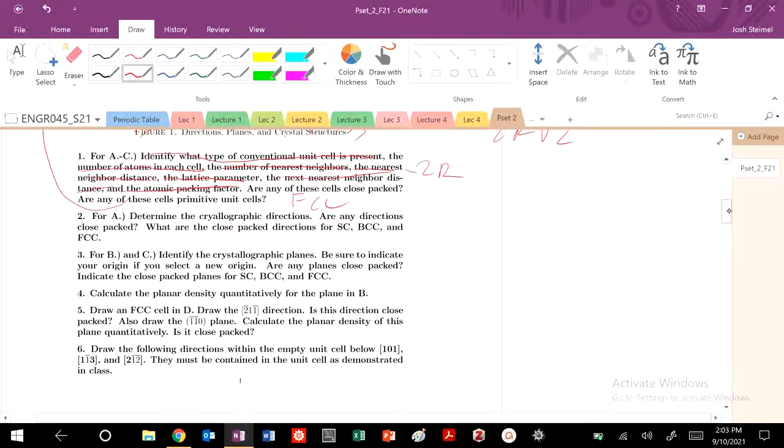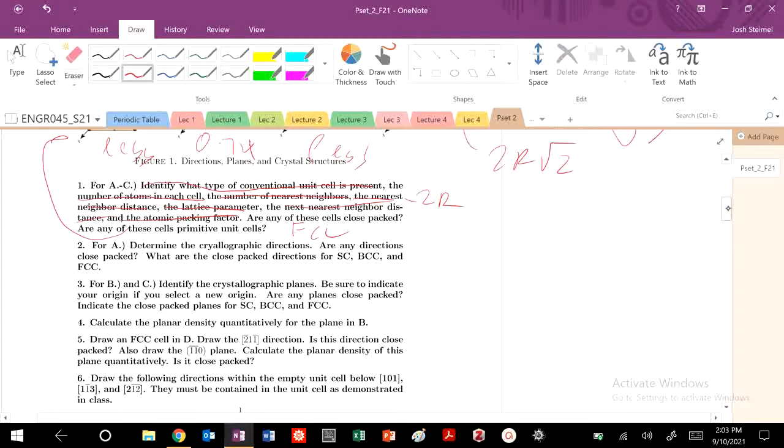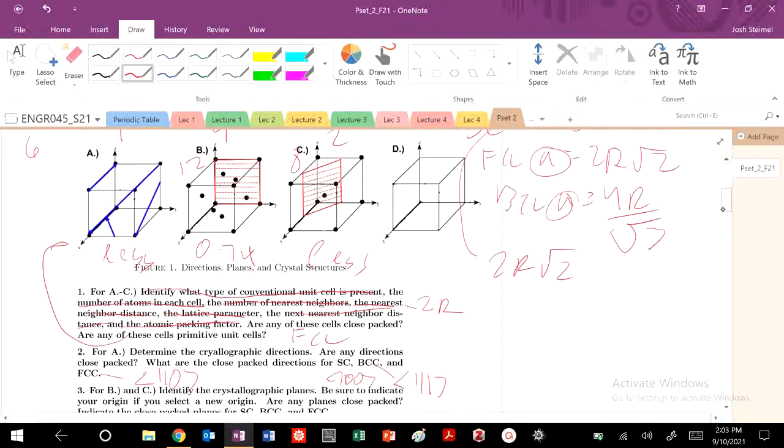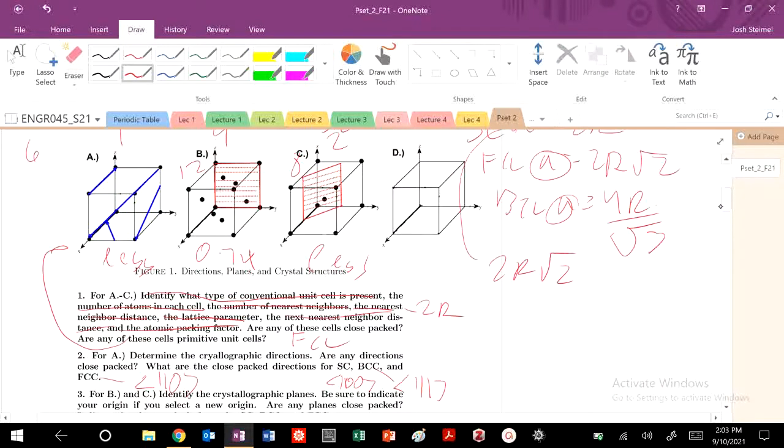Determine the crystallographic directions. Are any directions close packed? What are the close packed directions for simple cubic? The close packed direction for simple cubic is 1, 0, 0. For BCC, 1, 1, 1. For FCC, 1, 1, 0. So let's determine the directions, and then see if any of these directions are close packed for simple cubic.